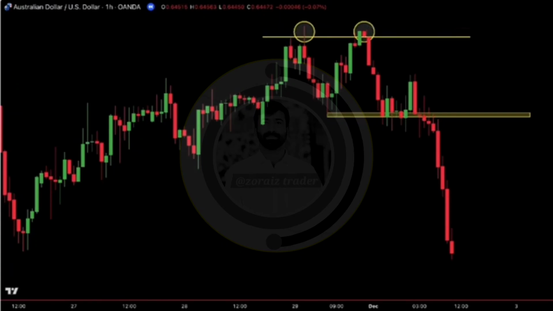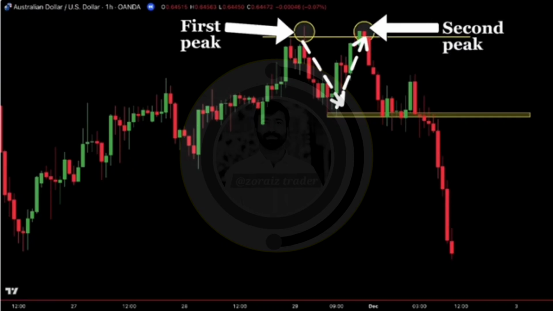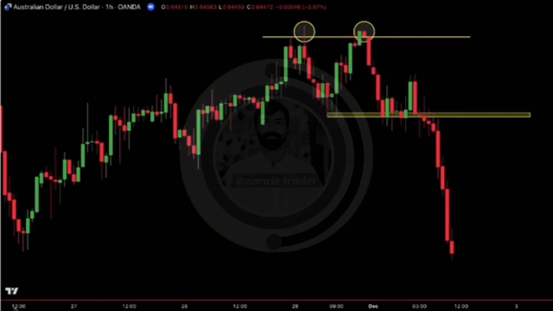A valid double top consists of three key parts. First peak, price moves up and hits a resistance level. Pull back, price drops slightly but then makes another attempt to go higher. Second peak, price reaches the same resistance level but fails to break through, showing weakness. When price breaks below the low between the two peaks, the pattern is confirmed and a downtrend is likely to follow. This pattern is most effective when it forms at a strong resistance level and after a clear uptrend. It signals that buyers have tried twice to push price higher but failed, which can lead to a trend reversal.